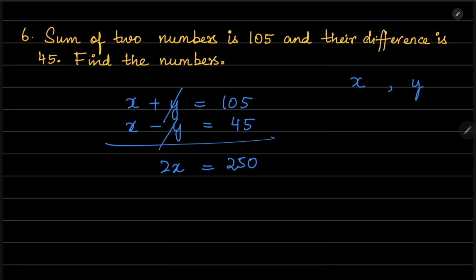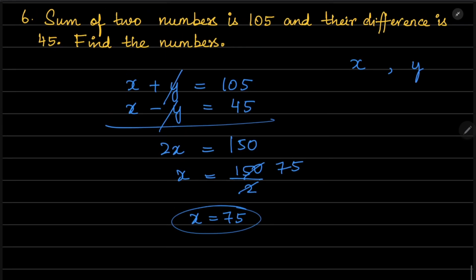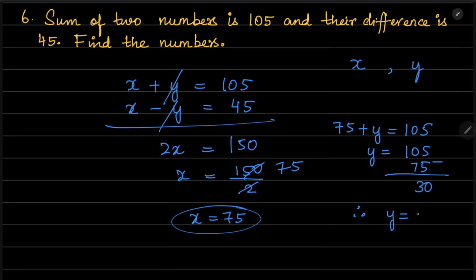Is it 250? No, 150. Right? 150. And x is equal to 150 divided by 2. So, 2 7s are 14 and 2 5s are 10. So, x is equal to 75. Put x in any one of the equations. So, what do you get? 75 plus y equal to 105. So, y is equal to 105 minus 75. So, 5 minus 5, 0. It's 3, 30. Right? Therefore, your y is equal to 30.